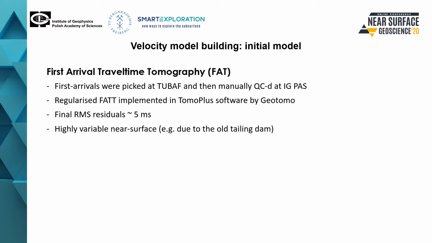First arrivals were picked at Technical University of Freiburg and were manually QC'd at IG Pass. The final velocity model resulted from FAT has a root mean square residual in the range of 5 milliseconds. Please remember the acronym FAT, which I will be using throughout the presentation.